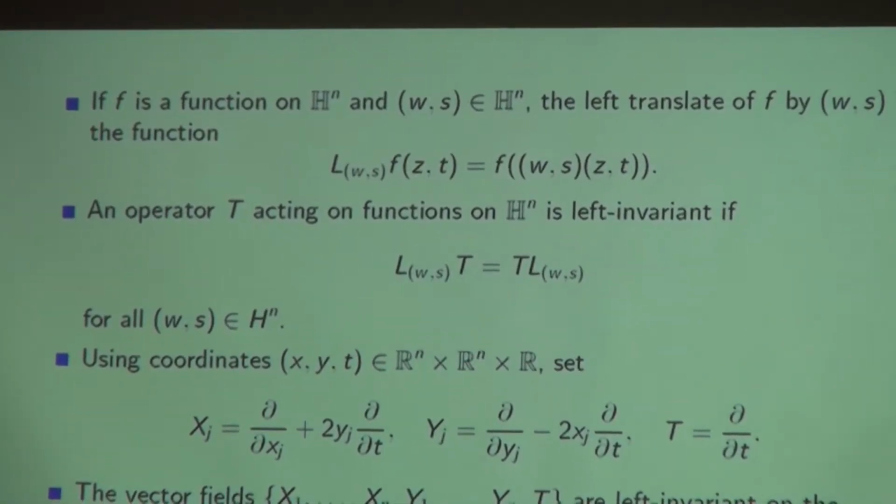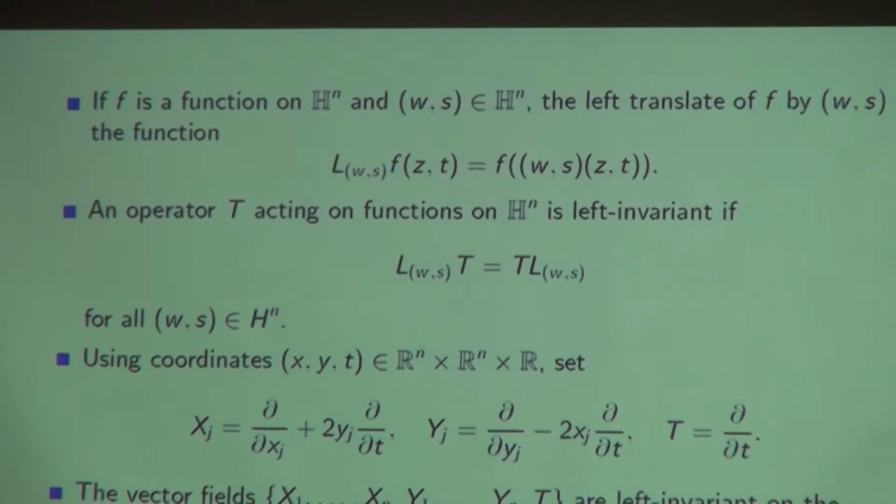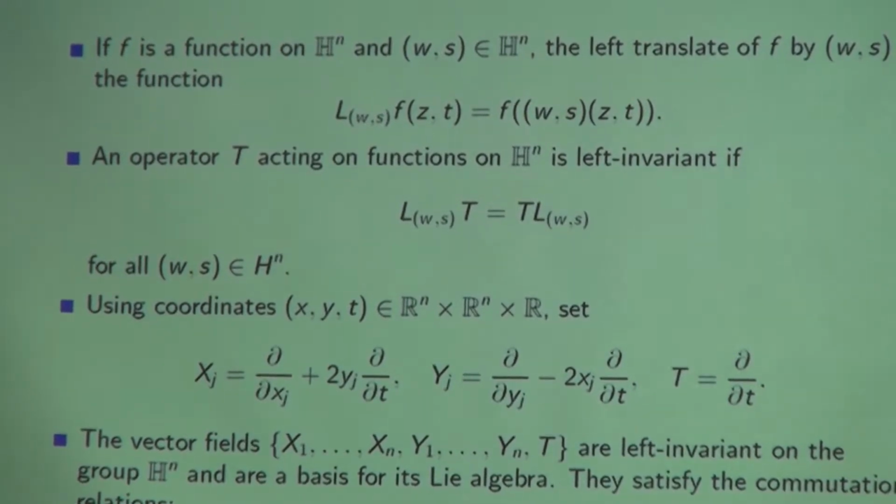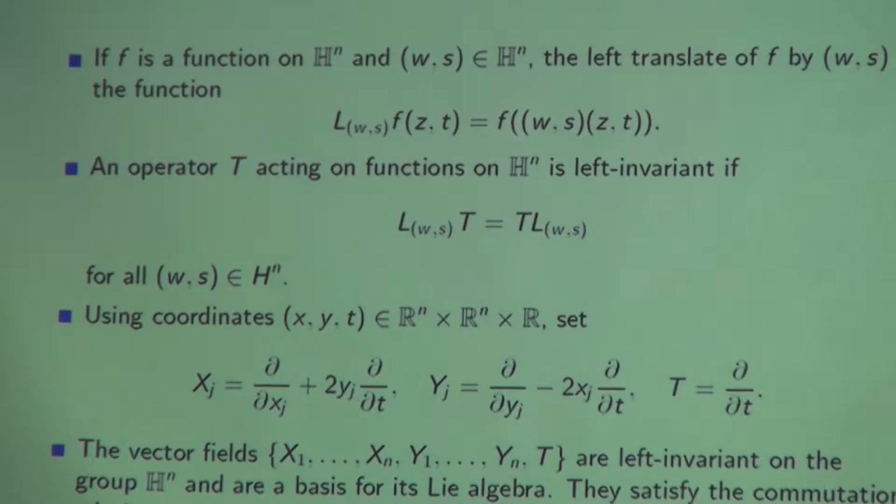Okay, now I want to just introduce some terminology. If I have an element in the Heisenberg group, then I can translate functions or objects by that. And I want to talk about either right or left translation here. I hope I have it right, and I hope I have it left. There's our translation on the left. So if (w, s) is a fixed point, I translate a function, L_(w,s) of f, at point (z, t), multiply (z, t) on the left by (w, s). And if I have some operator which acts on functions, I'm going to say it's left invariant if it commutes with this translation.